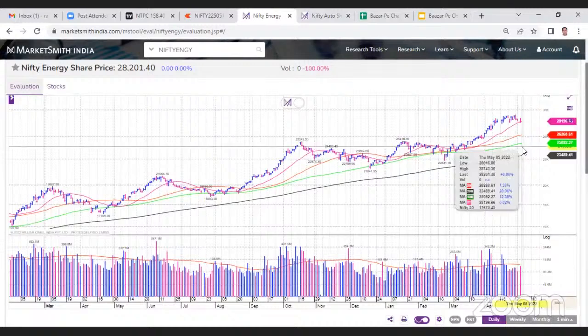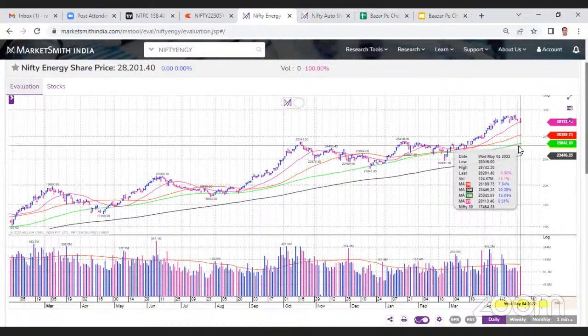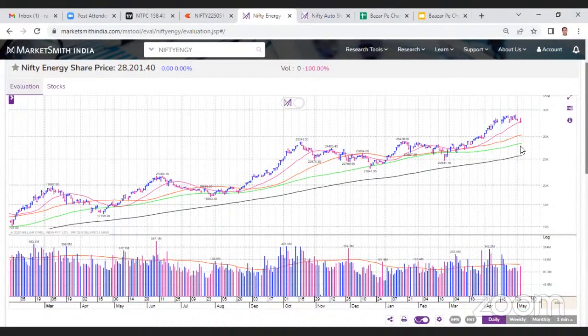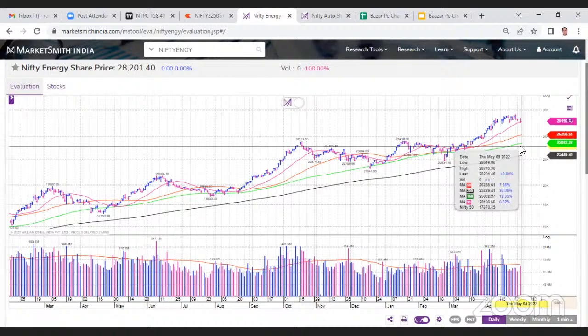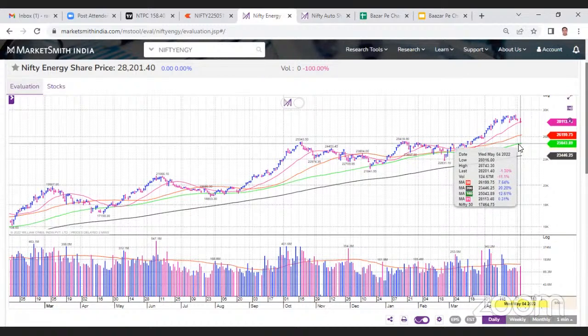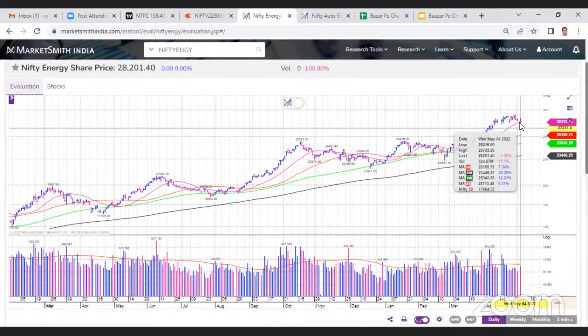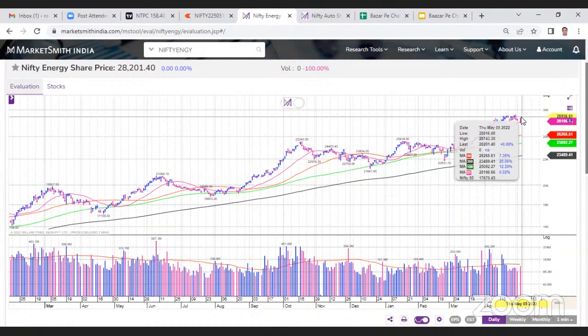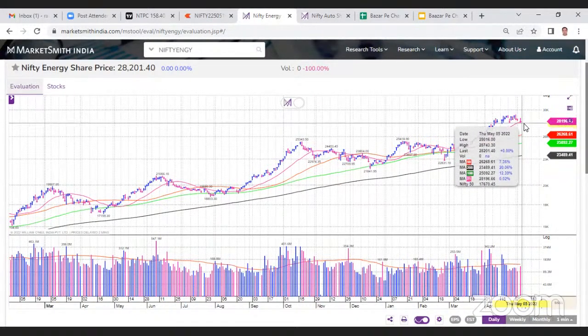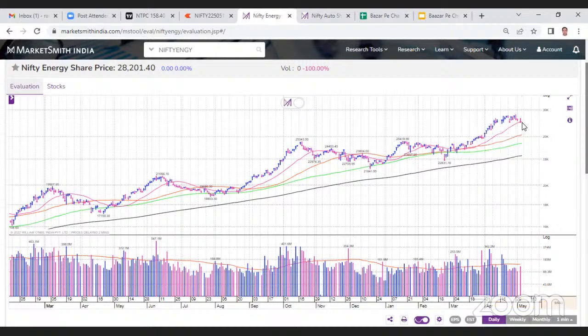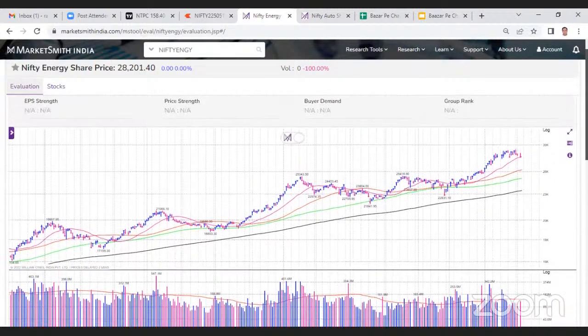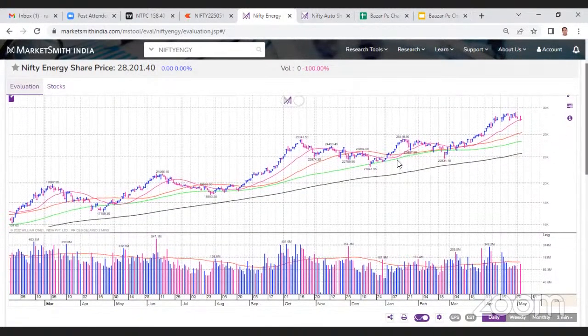But if we are talking about the level, as I told you there is no negativity as of now, the level is 28,000. If 28,000 is breached, then obviously some more profit booking can happen and it can go further down. But again, if we see a bounce back and it tries to accelerate towards the upside, then I think it can go up to 29,000 and then 30,000. But it will take some time. It will not happen in 1 day or 2 days. It will take a week or a month. So this is how the chart of Nifty Energy looks.